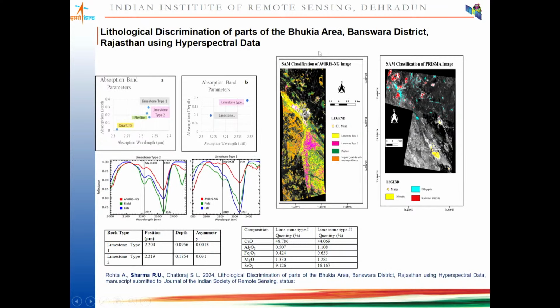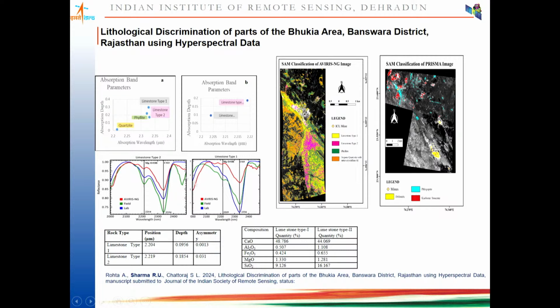Now this is a very recently published study of ours. We found that in the Banswara area of Rajasthan, there are different types of limestone present. So we tried to see the variation in the limestone. There are two types of limestone in that area, type 1 and type 2, that we can discriminate easily. Type 1 is comparatively pure limestone, with lime percent of 48 or approximately 49%, whereas in type 2 the CaO percent is around 44%.